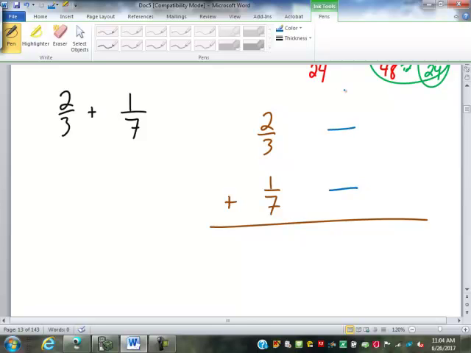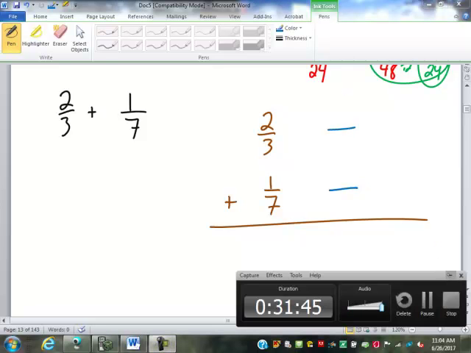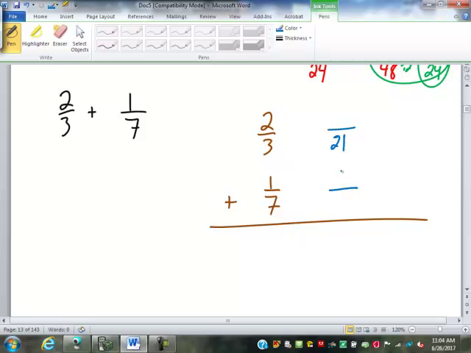So what's our common denominator here? 21. Good. What's this going to be here? 14. Good. 3 times 7, so 2 times 7 makes 14. What will this be? 3. Good. 7 times 3, so 1 times 3 is 3. And we add to get 17 over 21. Perfect.